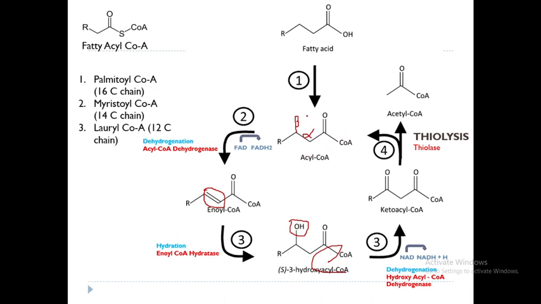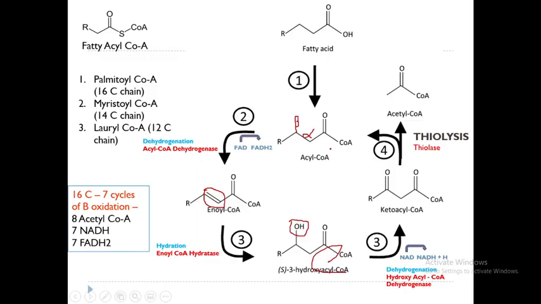When myristoyl-CoA again undergoes all these 4 steps, it gives out 1 more acetyl-CoA and lauryl-CoA is formed. Like this, the reaction takes place until it forms an 8 carbon chain compound. Therefore, 7 cycles of beta oxidation take place. When these 7 cycles of beta oxidation take place, 8 acetyl-CoAs are formed, 7 NADH are formed and 7 FADH2 are formed.